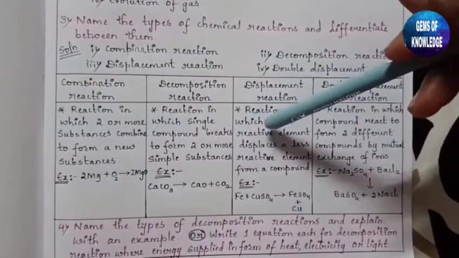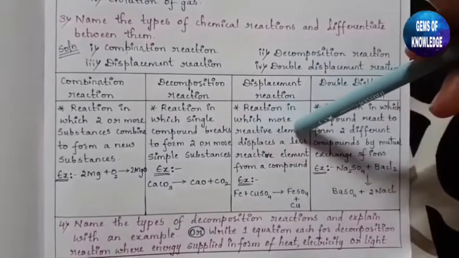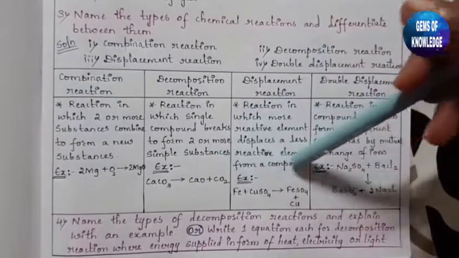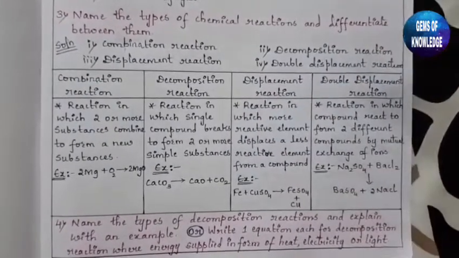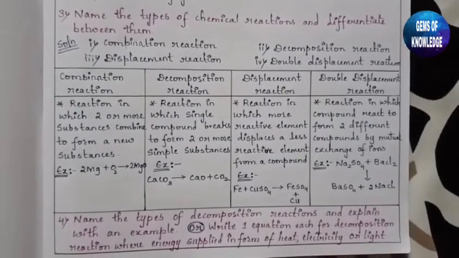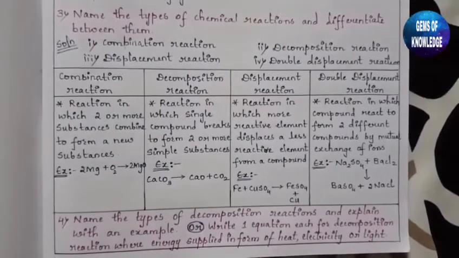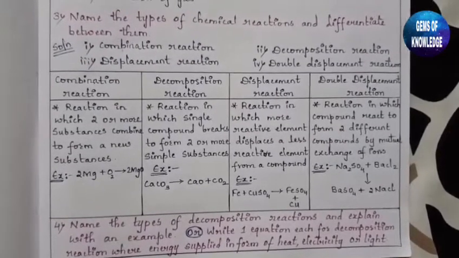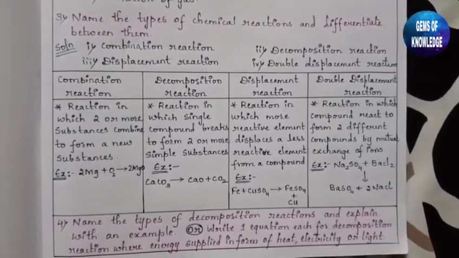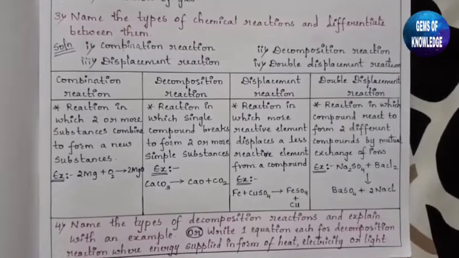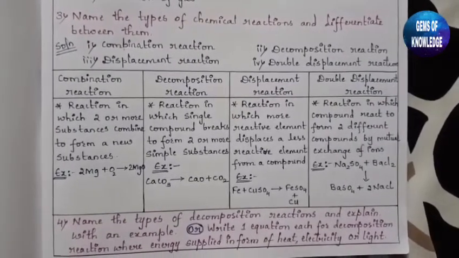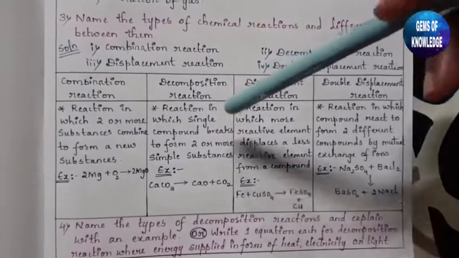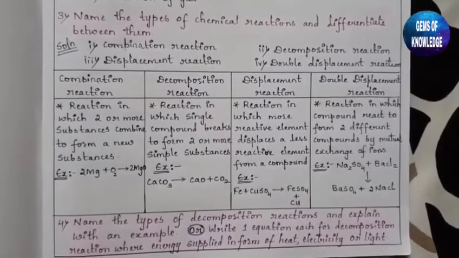Here it is given as a reaction in which a more reactive element displaces a less reactive element. You will learn about reactive elements in your 3rd chapter, that is metals and non-metals, I guess. In that chapter you will learn the reactivity series. There you will understand which one is the most reactive metal and which is the less reactive metal. According to that you can identify which particular element will displace the other. We will study that in that particular topic only.